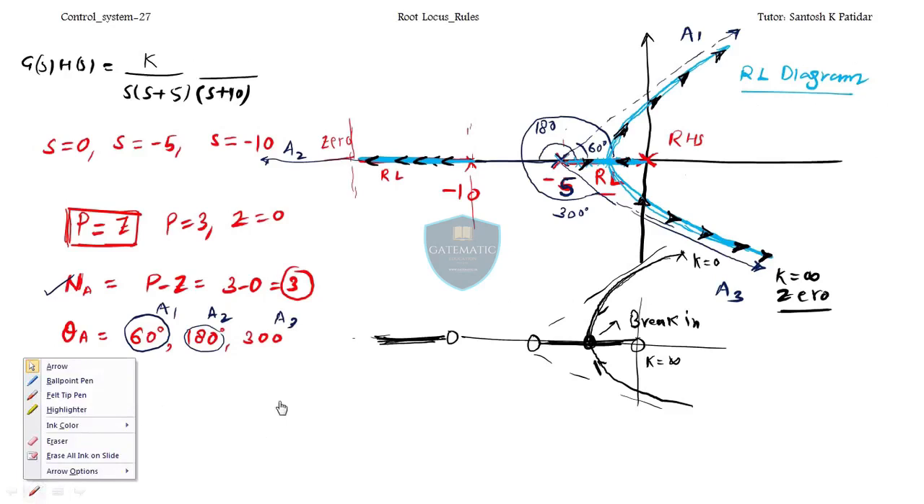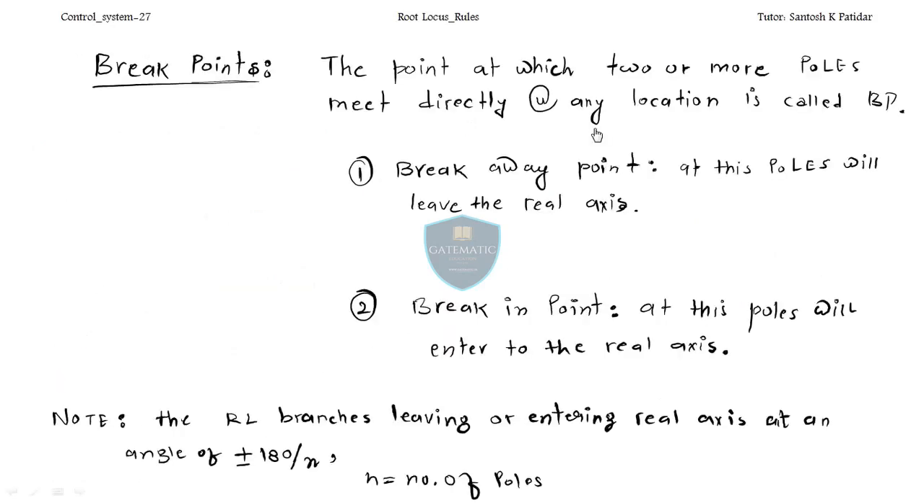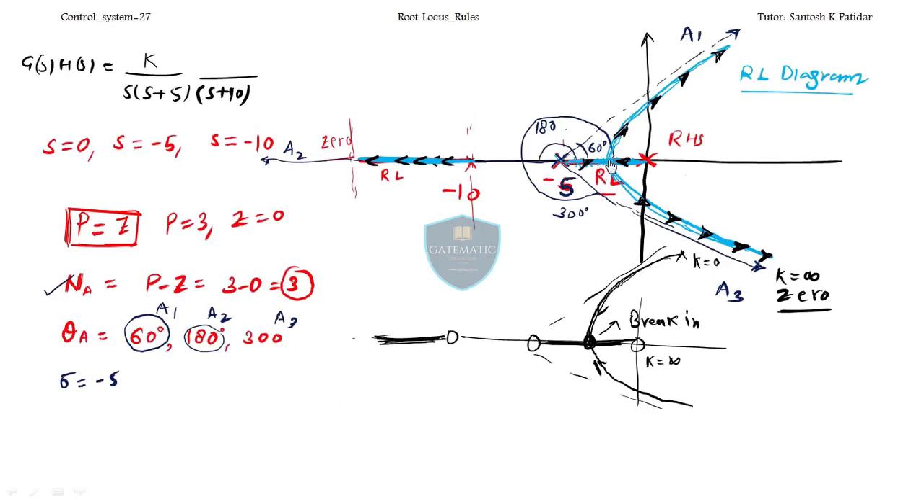Let me take the pen. Okay. What I'm saying is, see over here, at this point, how many poles are meeting? 2 poles definitely. Now they are leaving this real axis. So at what angle will they leave? That angle is given by this angle by which they are leaving the real axis. This theta is given by ±180 degree divided by n. N is number of poles.